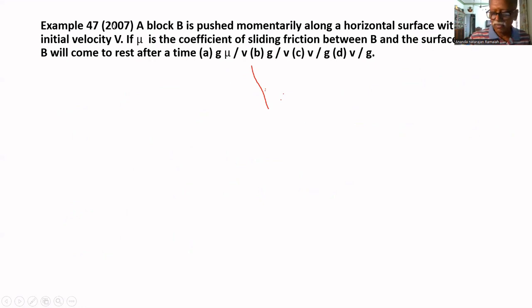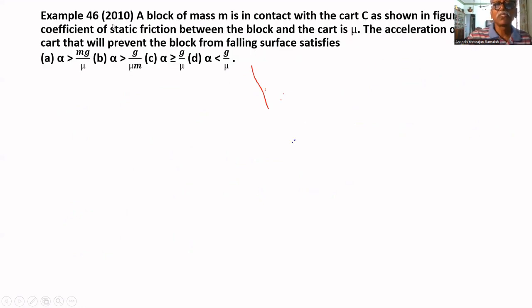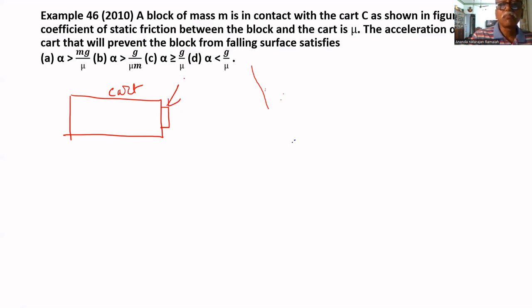This is also interesting, that's why I included this sum also. A block of mass m is in contact with the cart C. This is the cart, as shown in the figure. The block's mass is small m. The coefficient of static friction between the block and the cart is mu. The acceleration alpha of the cart will prevent the block from falling. What is the acceleration alpha so that this block should not fall?